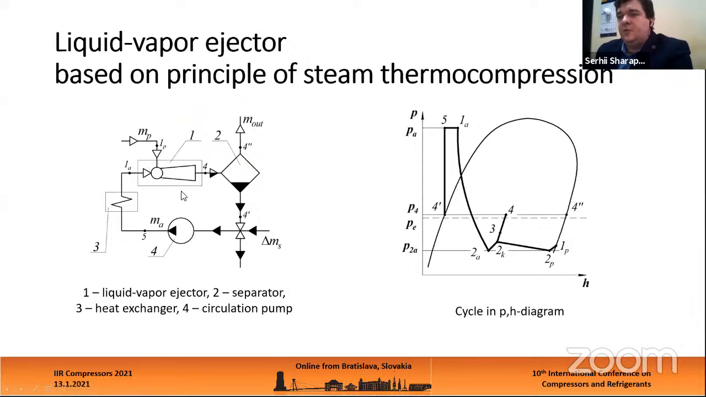There are liquid vapor ejectors, a separator, a heat exchanger, and a circulation pump. You can also see a cycle in a pH diagram that describes the liquid vapor ejectors based on steam thermal compression. This principle differs from the traditional one in that the generation of working steam occurs inside the motive flow nozzle. So there is no equipment for generating working steam. The generation of working steam happens in the liquid vapor ejector.